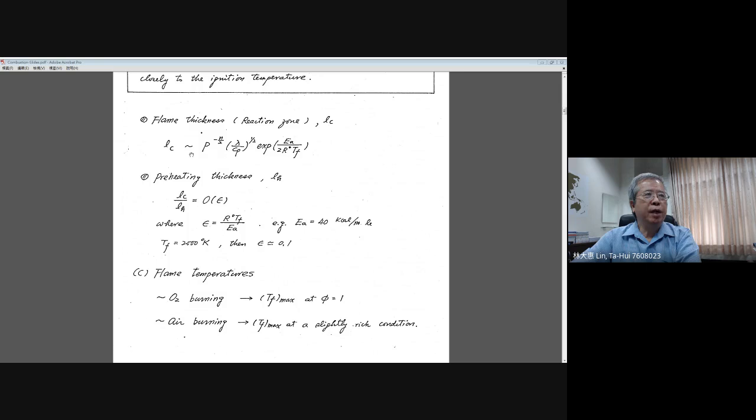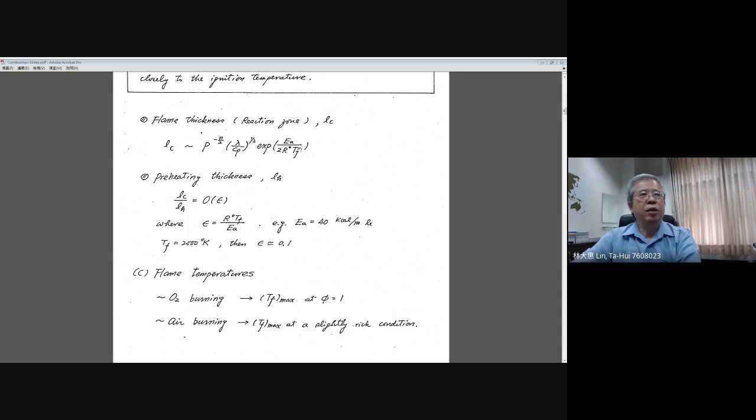And then the other one, you can see this flame thickness is proportional to the exponential function. I'm sorry, here there is the minus sign. Here I think I forgot to put it. There's a minus sign, and that depends on the activation energy, the comparison between activation energy and the flame temperature.